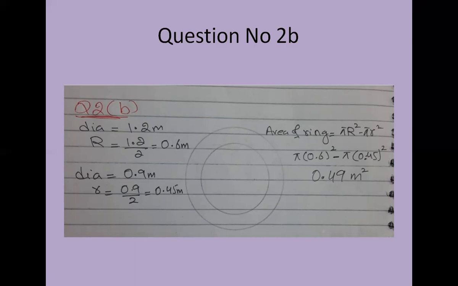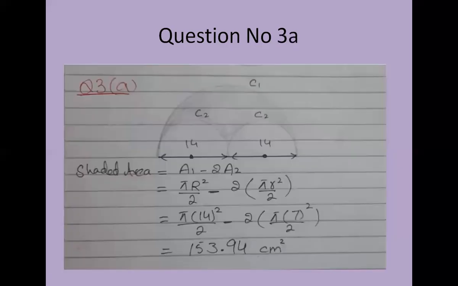If you want to find the area of the ring, don't forget this formula. The formula for the area of the ring is pi R squared minus pi r squared. So capital R is 0.6 meter and small r is 0.45 meter. So it will be pi 0.6 squared minus pi 0.45 squared, and you will get the value 0.49 meter squared. So this is how you will find the area of the ring, and this is how you do question number 2.